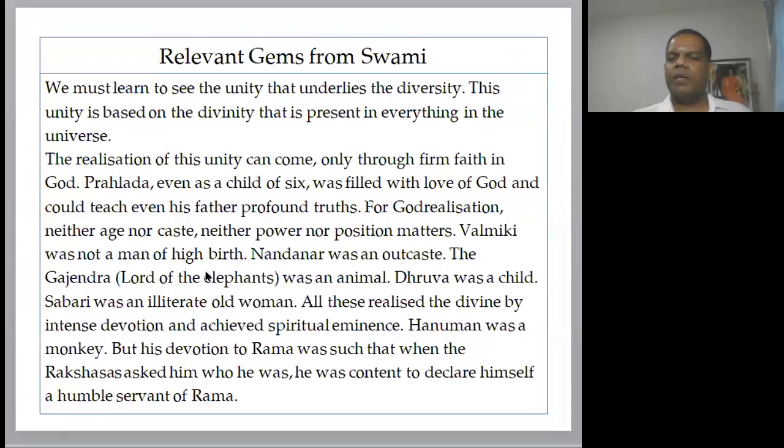Valmiki was not a man of high birth. Nandanar was an outcast. Gajendra, lord of elephants, was an animal. Dhruva was a child. Sabari was an illiterate old woman. All these realized the divine by intense devotion and achieved spiritual eminence. Hanuman was a monkey, but his devotion to Rama was such that when the Rakshasas asked him who he was, he was content to declare himself a humble servant of Rama.